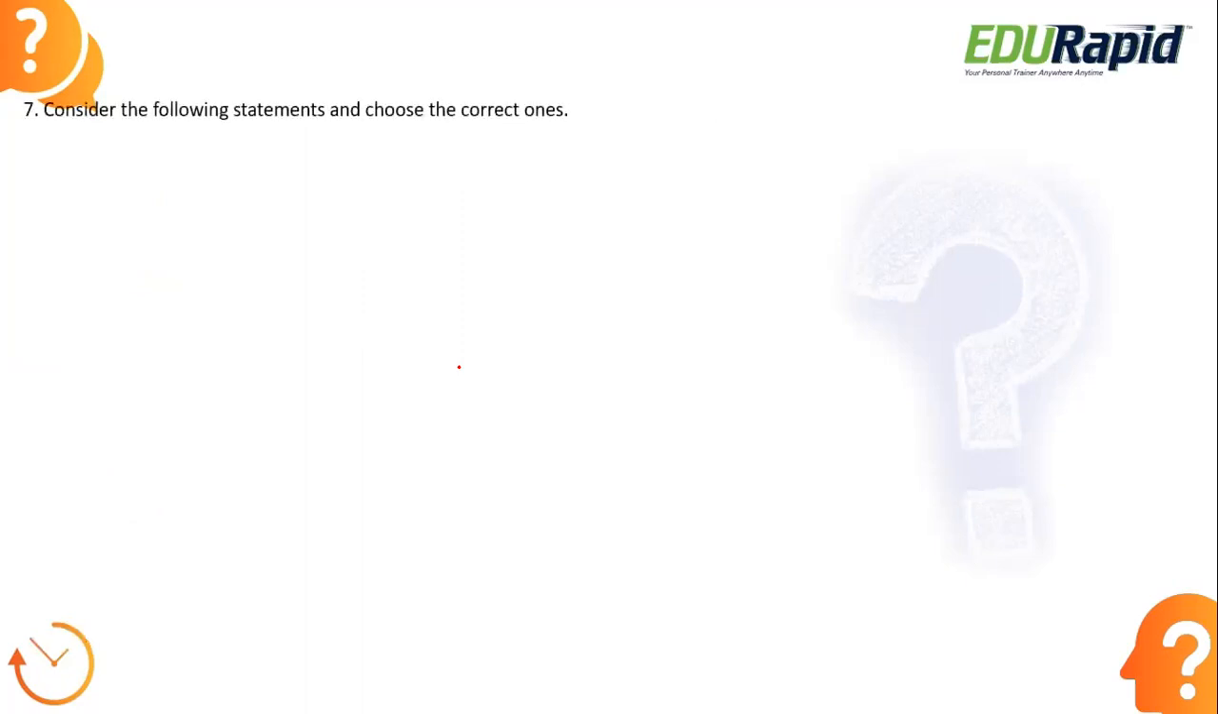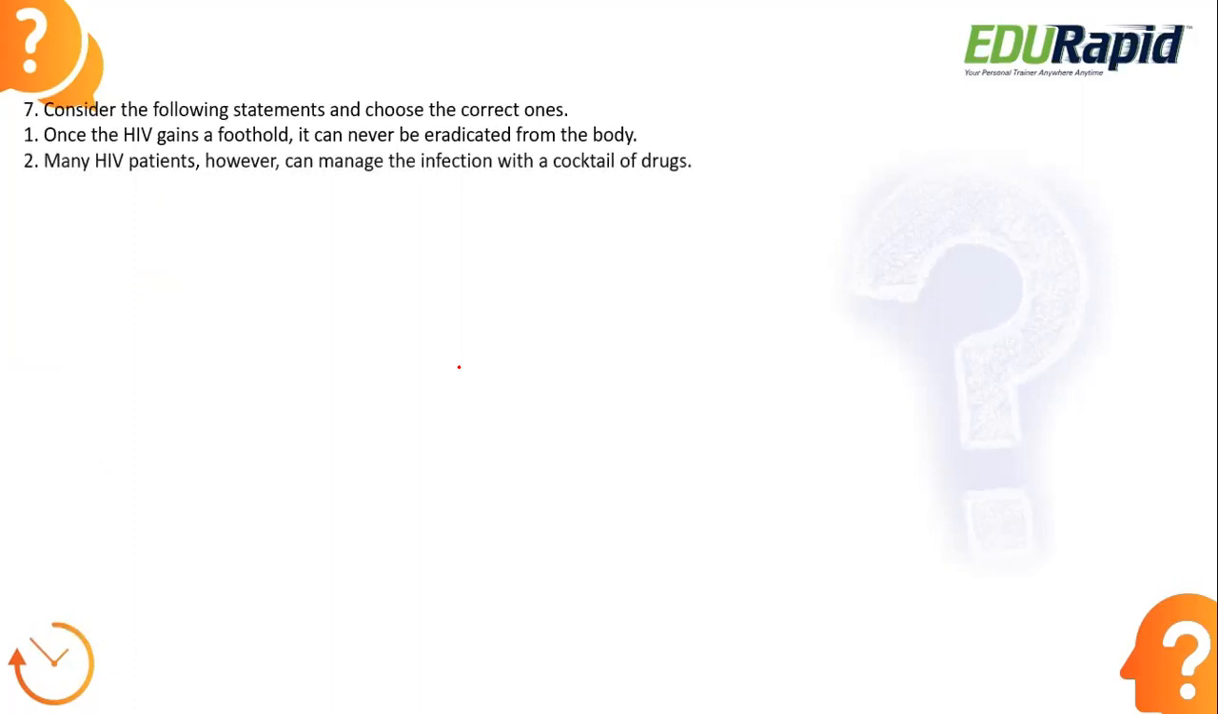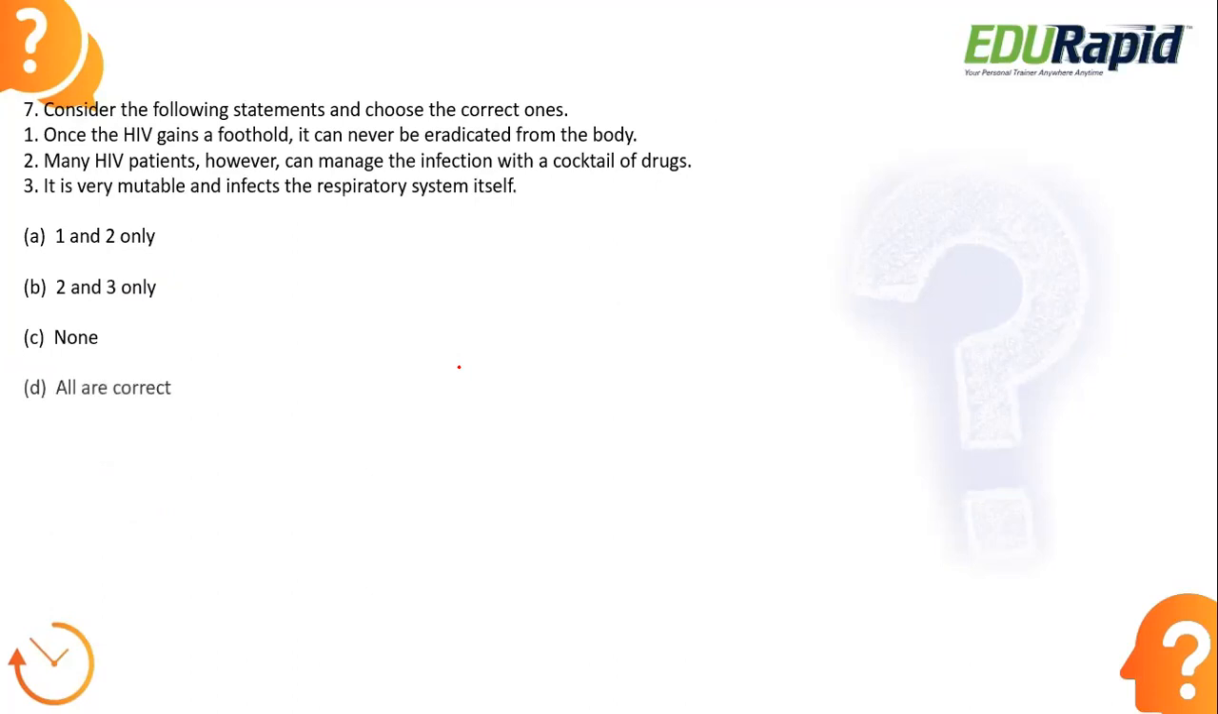Consider the following statements and choose the correct ones. Once the HIV gains a foothold, it can never be eradicated from the body. Many HIV patients, however, can manage the infection with a cocktail of drugs. So it is very mutable and infects the respiratory system itself. Option A, 1 and 2 only. Option B, 2 and 3 only. Option C, none. And option D, all are correct.